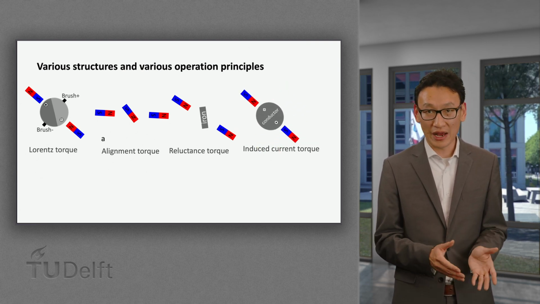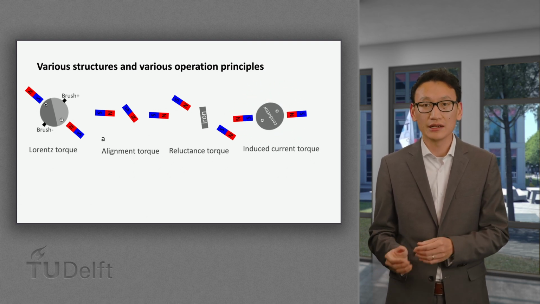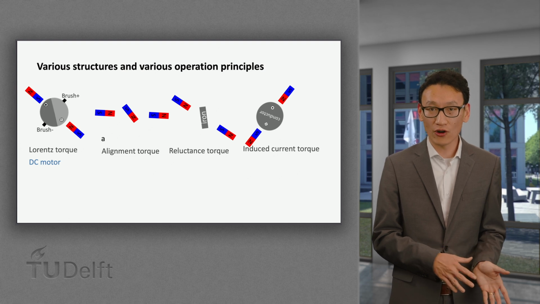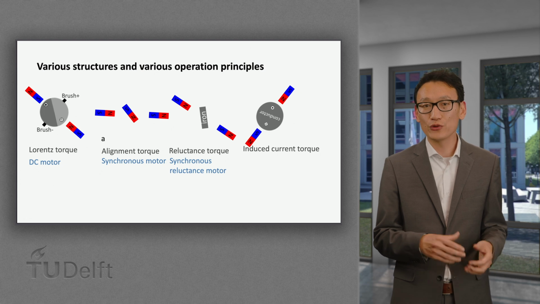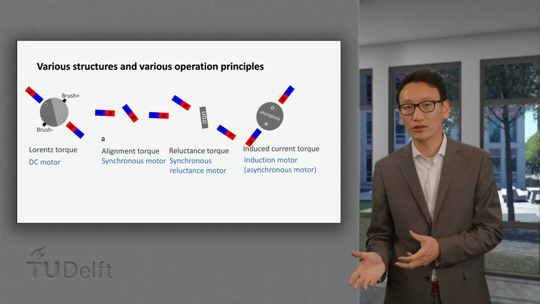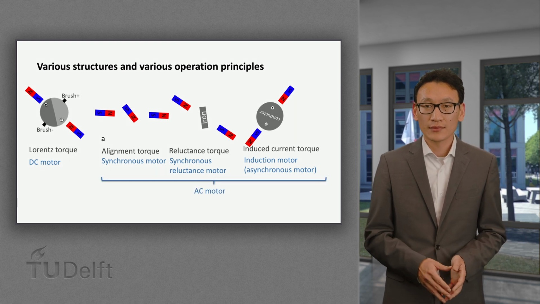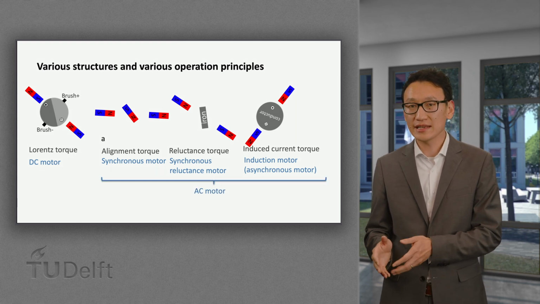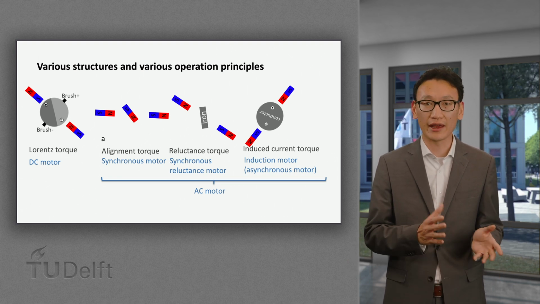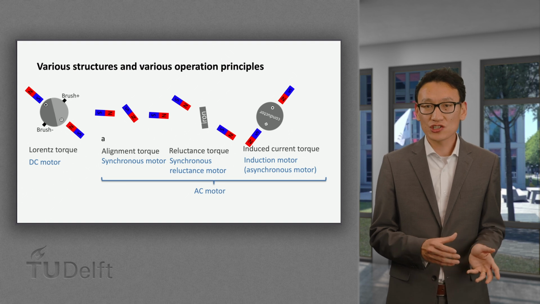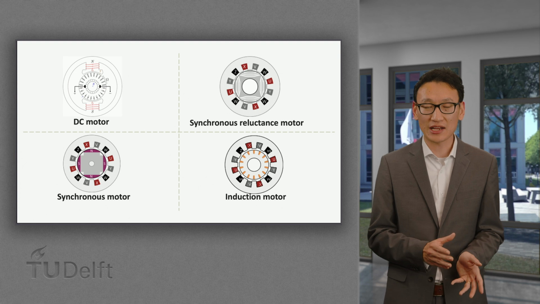Based on above-mentioned principles, various types of electrical machines are constructed. DC motors operate based on the Lorentz force, synchronous motors rely on the alignment torque, synchronous reluctance motors rely on the reluctance torque, while induction motors are based on induced current. The last three types are called AC machines because they are fed by alternating or AC current. Here, you can see the actual cut view of 4 types of electrical motors that are discussed before.